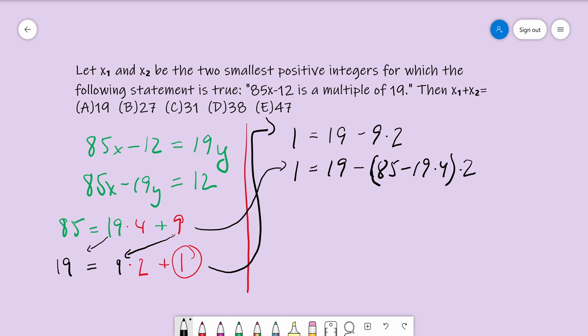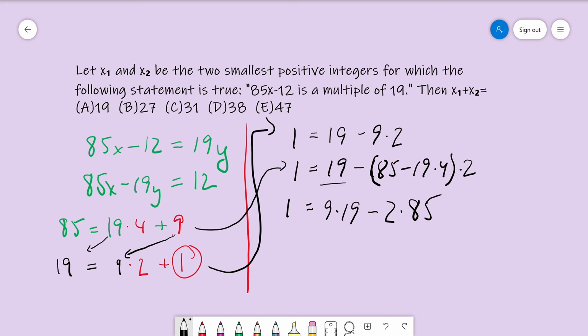Well, let's gather up our 19s and our 85s and see what we get. We have 1 times 19 here, and we have 4 times 2 is 8, negative and negative makes a positive, so that's plus 8. So we'll have 9 times 19 minus 2 times 85. Okay, so we're halfway to the solution.